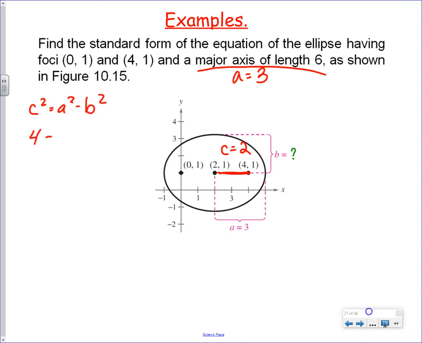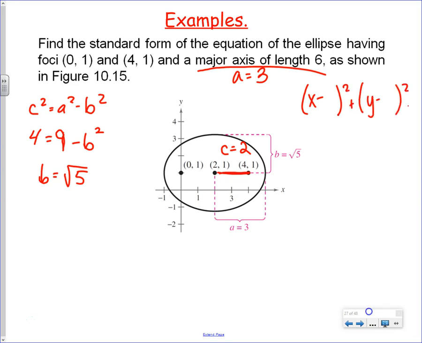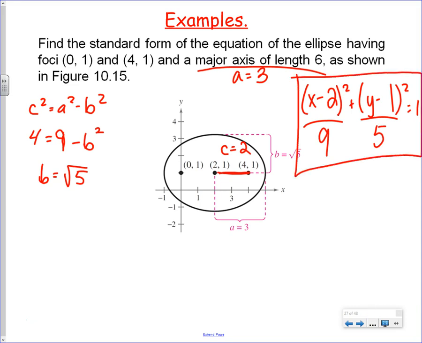So couldn't I say that 4 is equal to 9 minus B squared? So wouldn't B equal root 5? Go team. So then can't I start with my formula and say, well, x minus h plus y minus k equals 1. What's my center? 2, 1, yeah? Throw in the a squared, throw in the b squared. Root 5 times root 5 is root 25, which is... And if you wanted to make it look like a nice, pretty conic section, multiply both sides by 45.